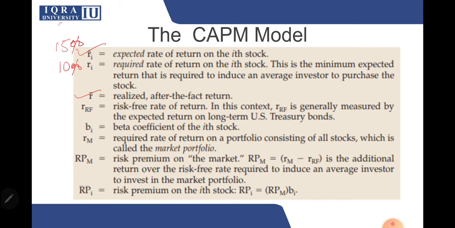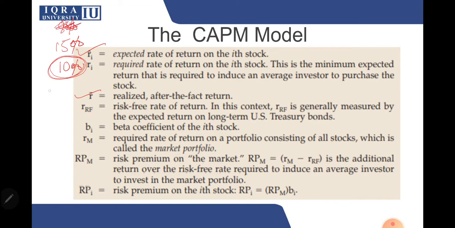Whereas if the stock would be giving an 8% expected rate of return, the market is not performing well, so assume that the return will be only 8%. In that case, your minimum requirement is 10%. If you expect that the stock is going to give you an 8% return, you would not be willing to invest in that stock.